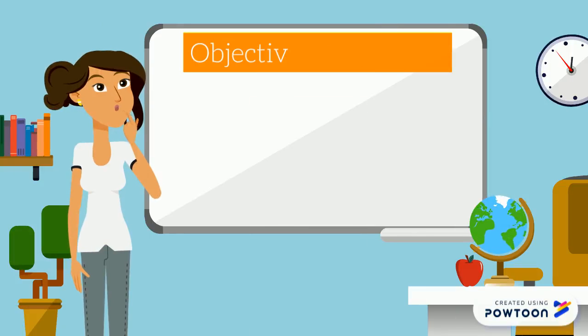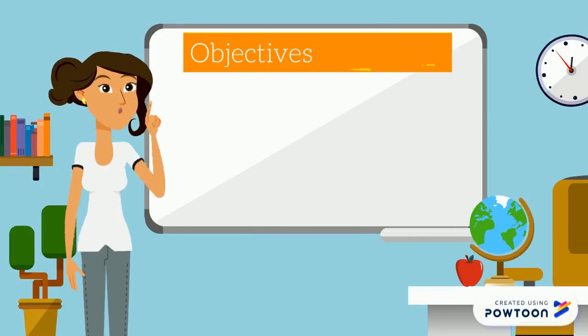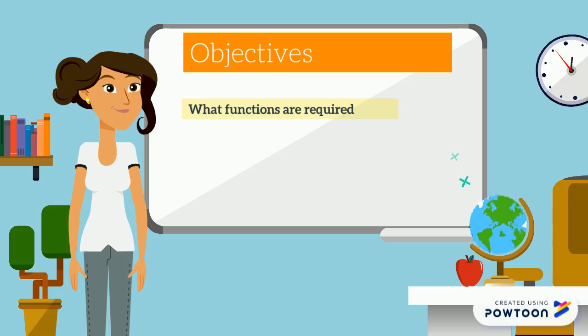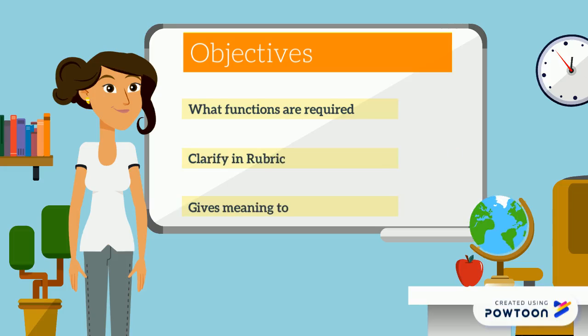The next step in the universal model is to provide a clear list of objectives for the project. Make sure that the students understand the functions required for the final project. A rubric is often helpful. By listing the final outcomes required, each step of the training will have meaning.